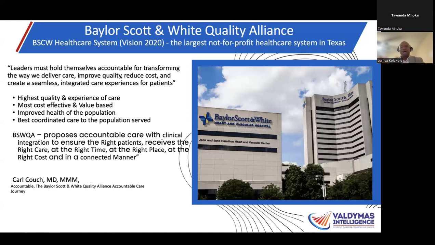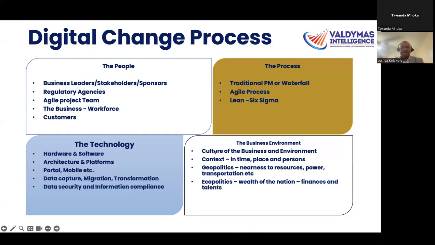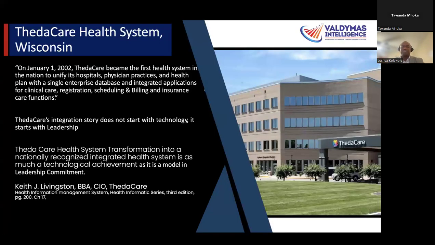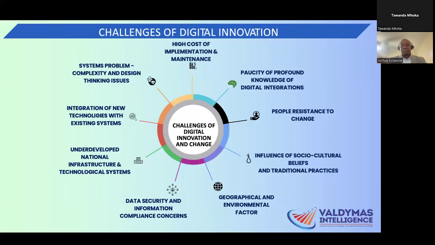So I just wanted you to see that organizations have done it. They have integrated these 4 areas correctly in a coordinated manner, and they've used it to transform their system. Now TiddleCare is so big and wealthy, and now it's even integrating with other larger organizations. The same thing with Baylor Scott and White, the largest not-for-profit health system in the state of Texas in the United States. So what are the challenges of digital innovation?